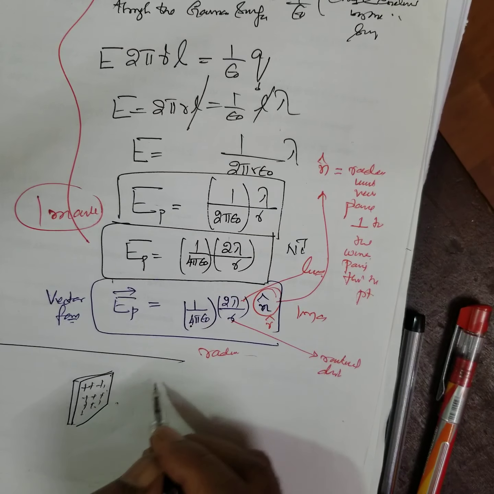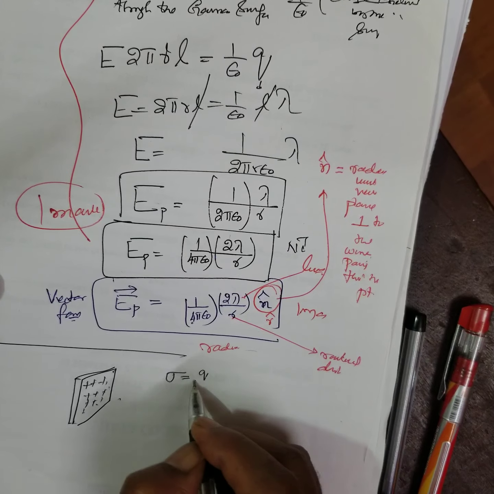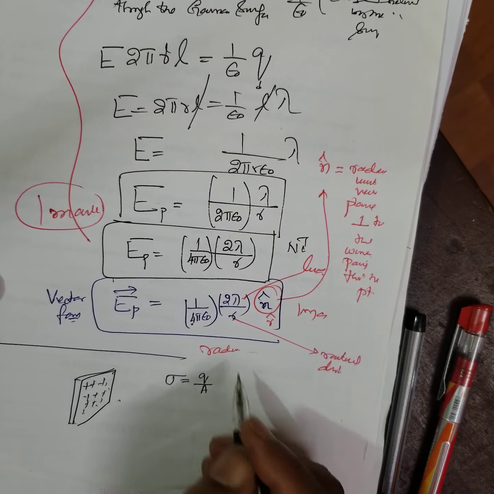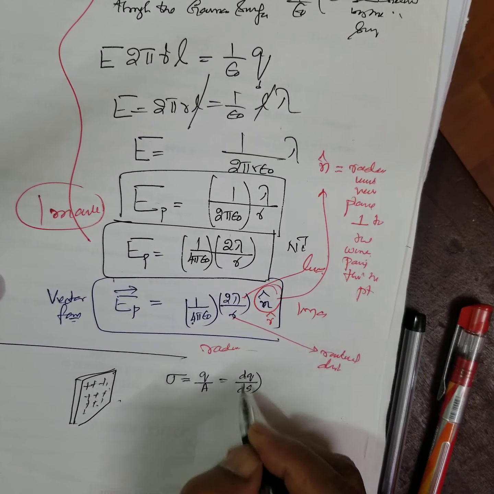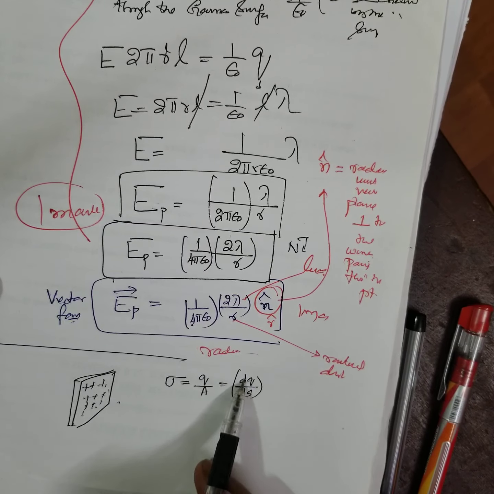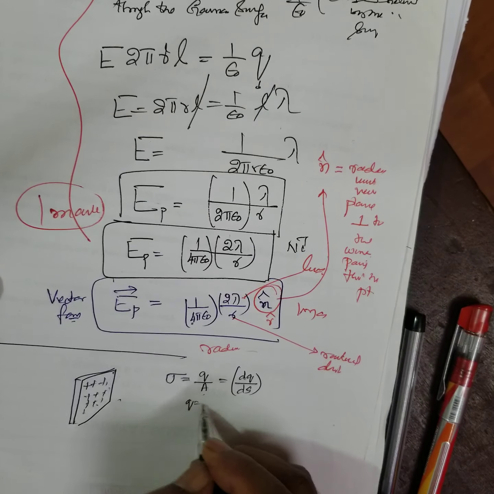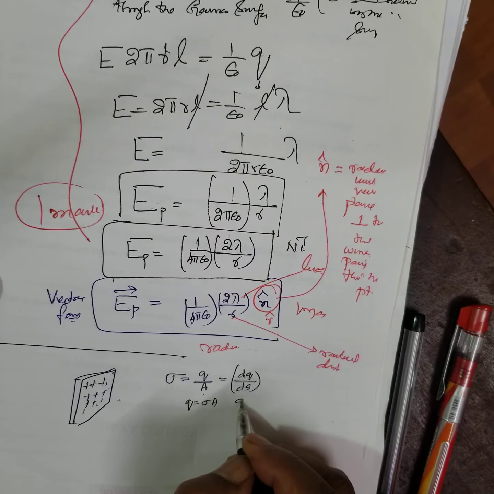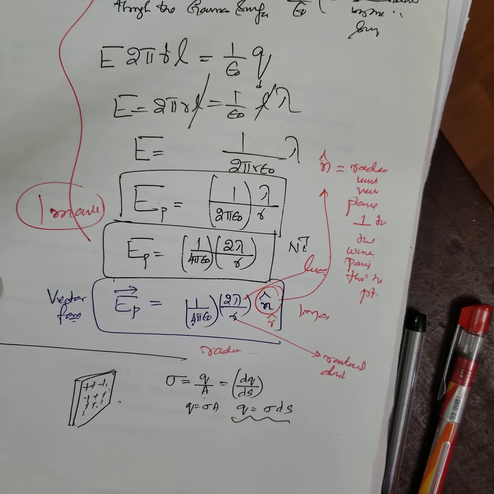Here what? This is area, no? Surface charge density is what? Charge per unit area. Or sometimes I will write dq by ds. You can write like this also. Surface charge density, charge per unit area. What is charge here? Charge is equal to sigma A, or charge is also equal to sigma ds. You can do like that also.